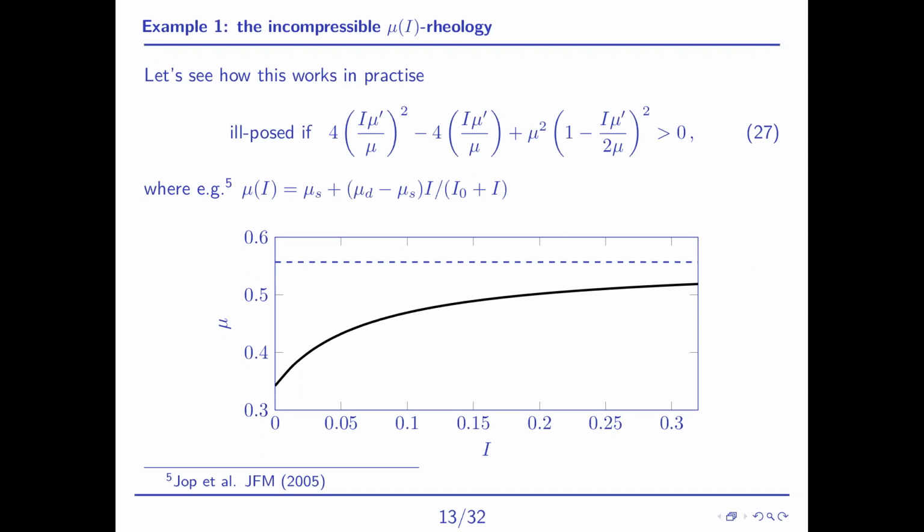So we went back to the literature and looked at what functional forms they usually use for mu of I, and this was a kind of gold standard at the time that had been well justified by experiments, starting from some low value, some static value when I is 0, and coming up and asymptoting to some higher value when the inertial number is really large. Okay, and so we just substitute this form and the parameters that were being used in the literature into our condition and see what happens.